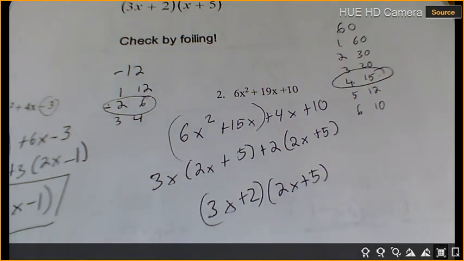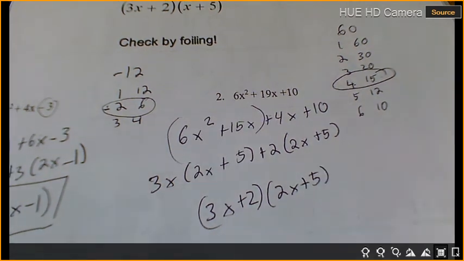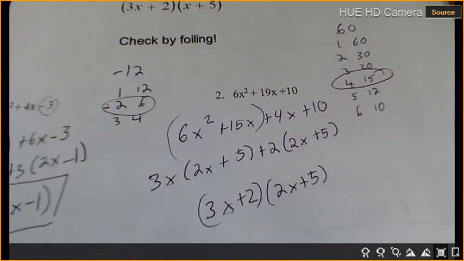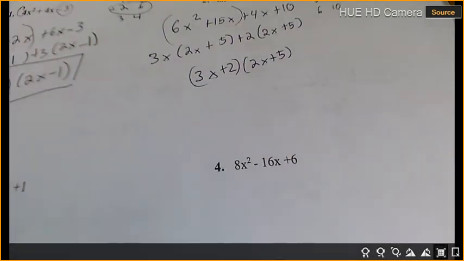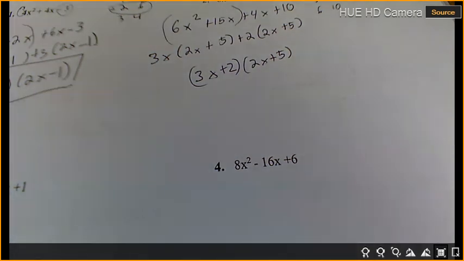Are we good or we want to do one more? I think we're good. Who wants to do one more? I think we should do number 3. I think 3 is easier. I think we should do number 4. Looks a little tricky. It's got an 8 in front of it, which is a big number, and the next one is a negative instead of a positive, so I think we should do that one.